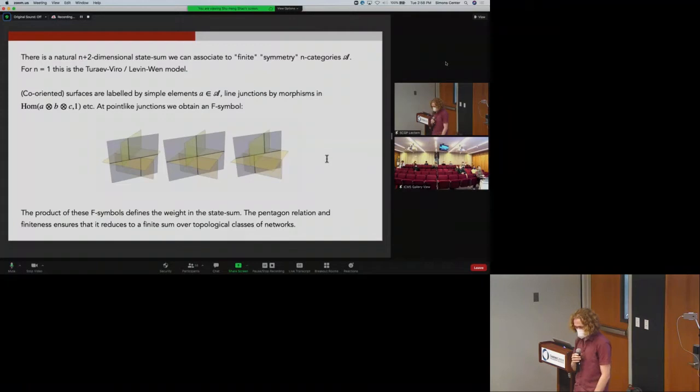And these F symbols define the weight of this diagram, this network of surfaces in the state sum, and we sum over all of these networks, and various nice properties of this crossing relation imply that this is a finite sum over topological classes.